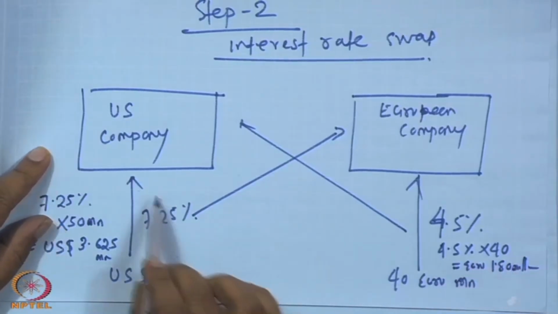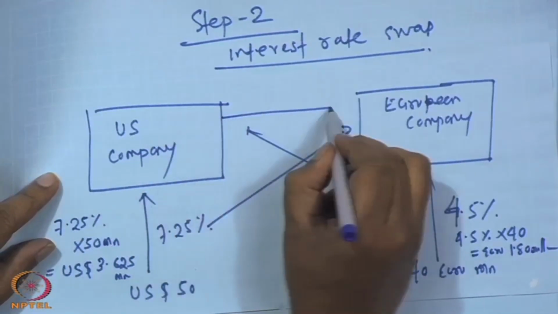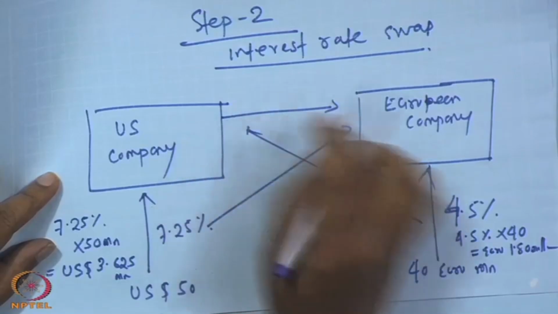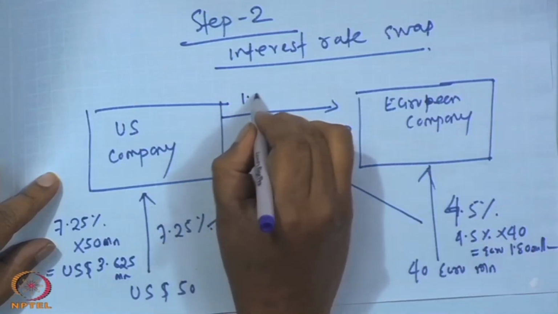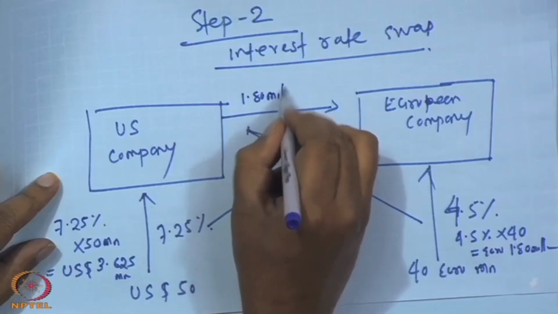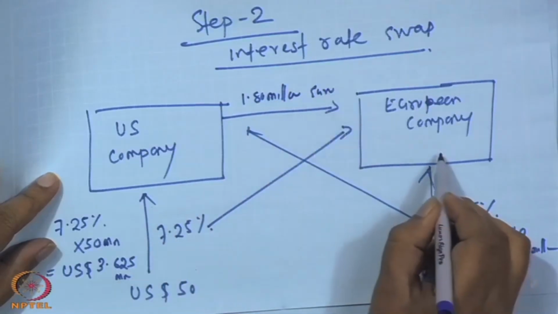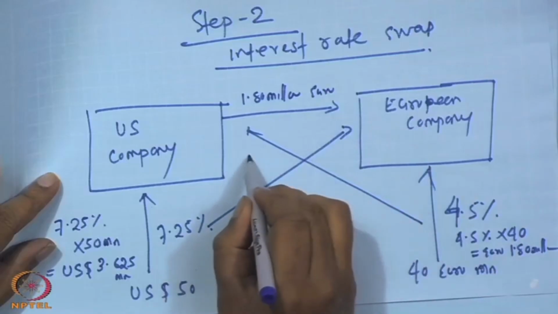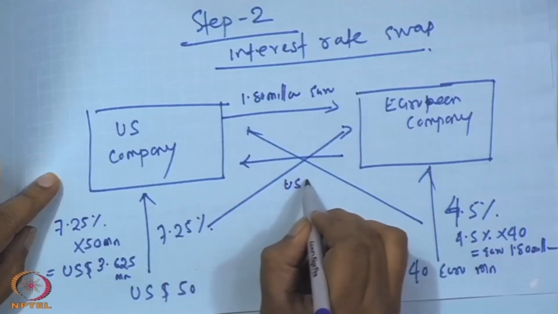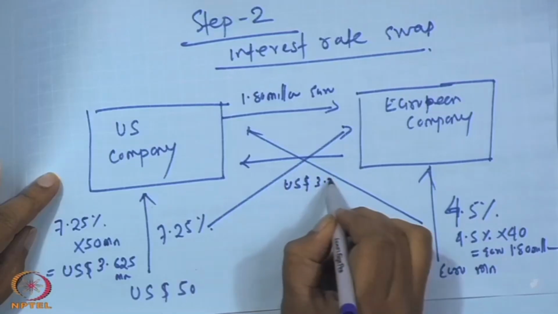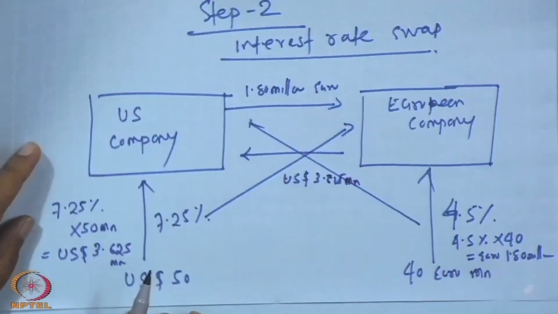So how much interest will the US company pay to the European company? 1.80 million euro. And how much will the European company pay? The European company will pay US dollar 3.625 million. That transaction will take place, and what is the rate?